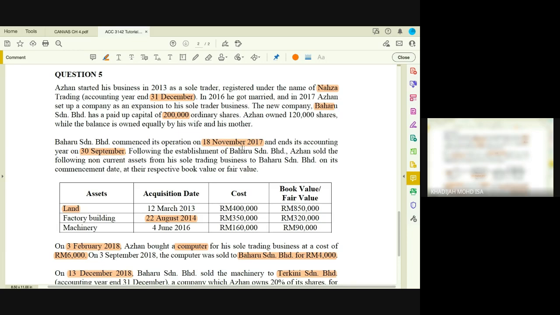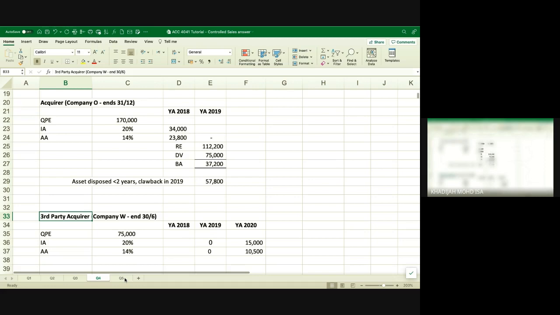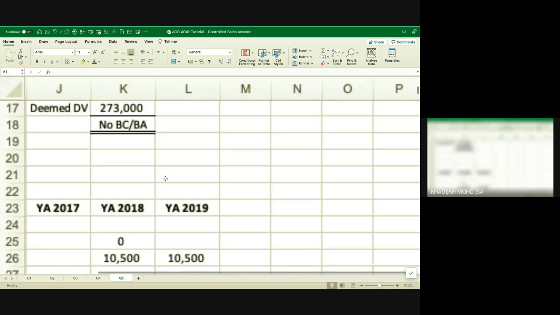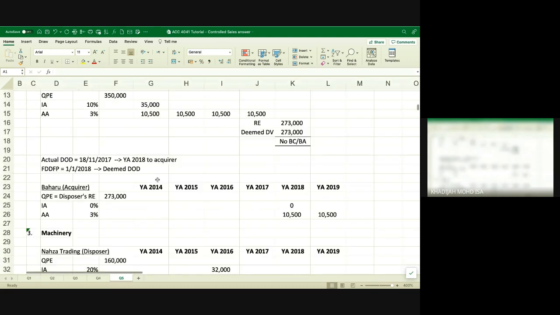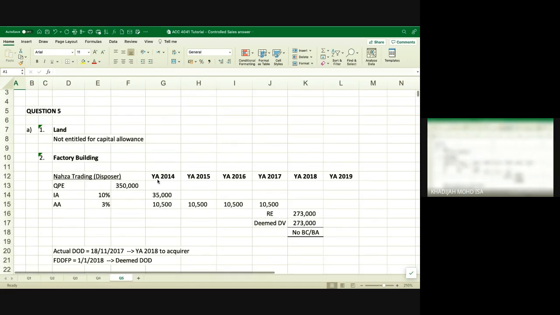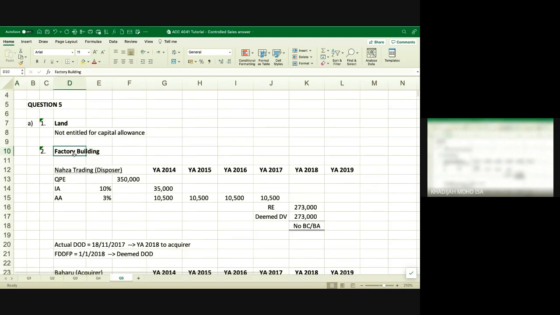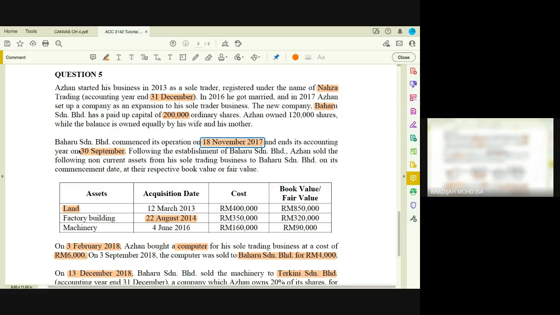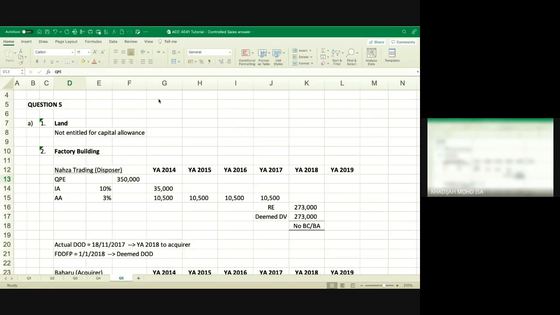All right, so let's look at the computation. For those who have done this exercise, you will have a lot more benefit because we'll understand this better. So land is not entitled to capital allowance. Then you have the factory building. Nahza is the disposer. You're going to claim from the cost of the building, which is 350,000. 2014 year end is 31st of December, so you're going to claim starting from 2014. IA and AA are 10% and 3%. Remember, this one is a building, right? 10 and 3%, YA 2014, 2015, 16, and 17.